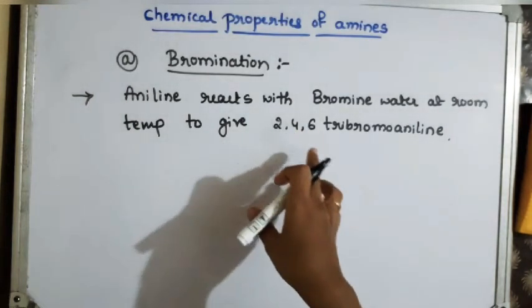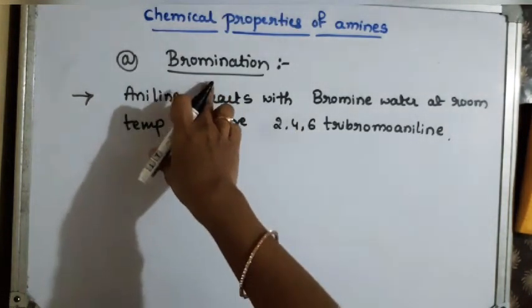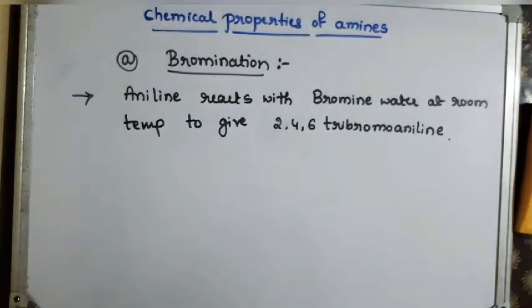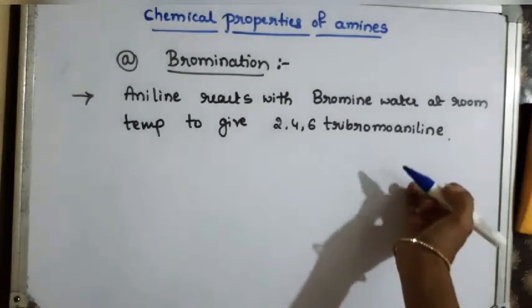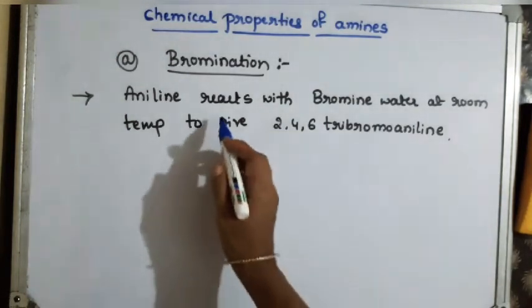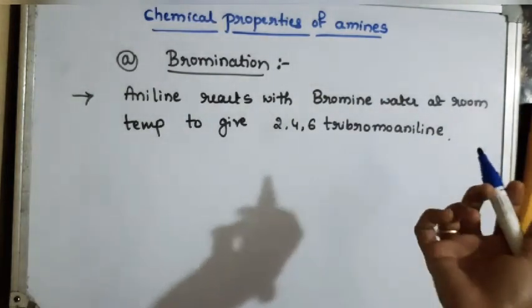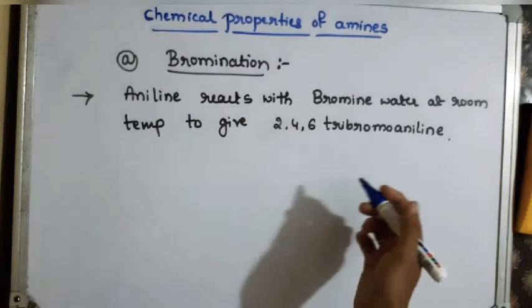The first example of electrophilic substitution reaction is bromination. When aniline is reacted with bromine water at room temperature, it gives 2,4,6 tribromoaniline. As I said, when we are taking aniline, it gives a tri-substituted aniline as a product.